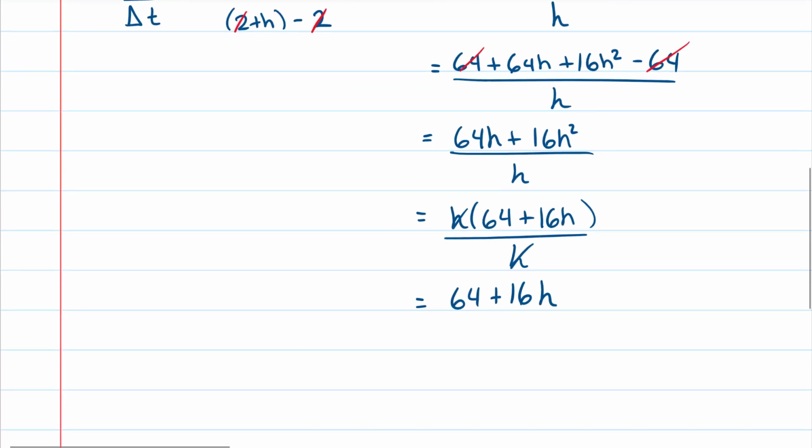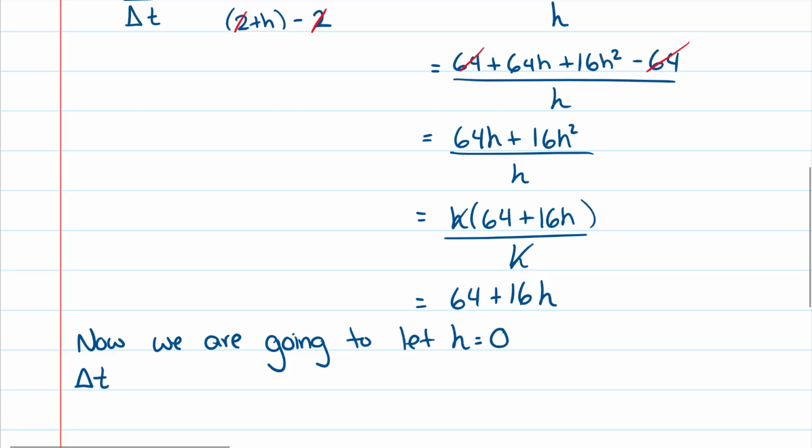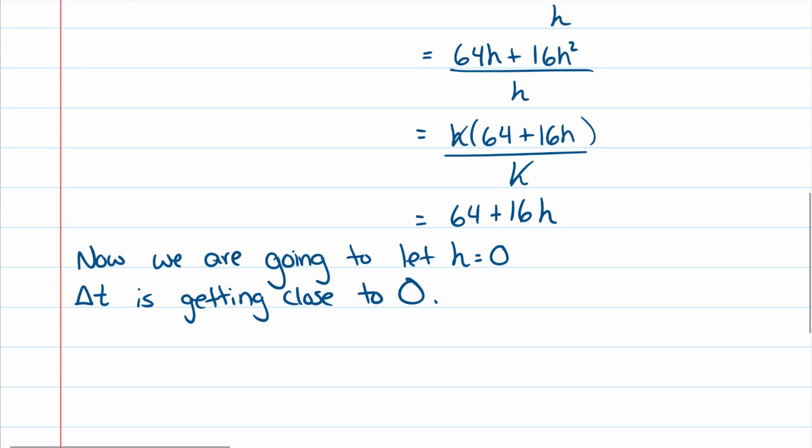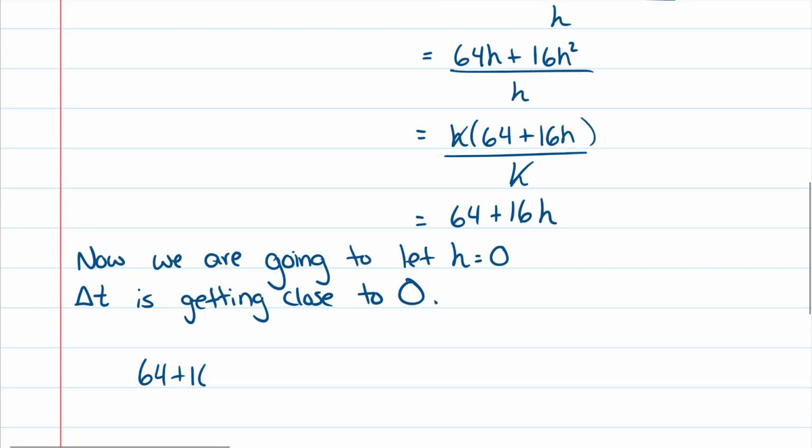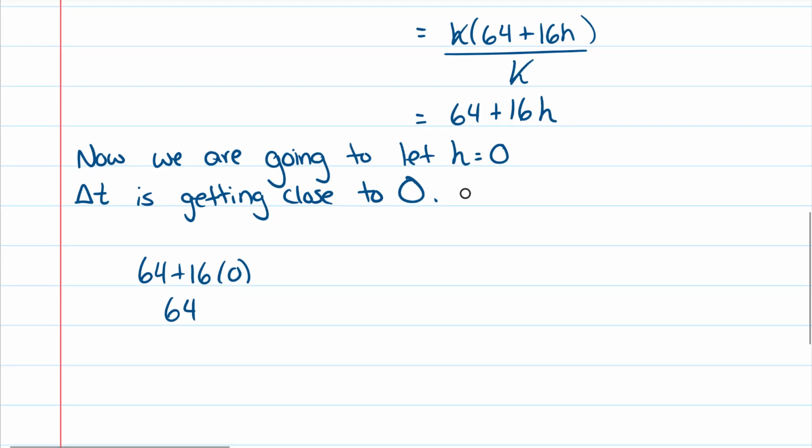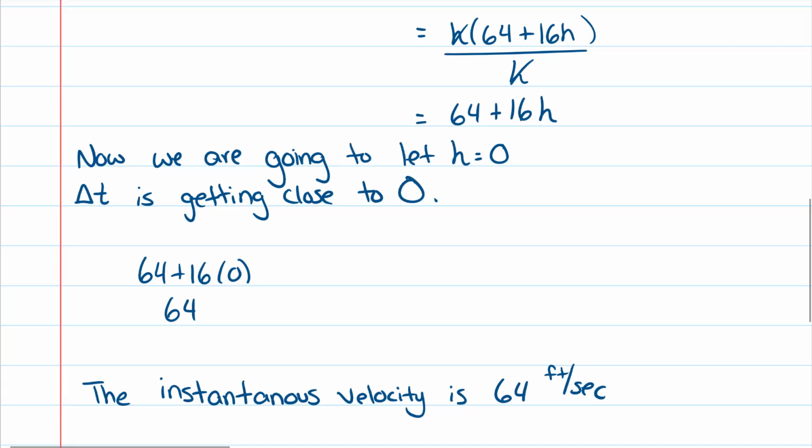At this point, we're going to let h equal 0. By doing this, delta t is getting close to 0. So when you plug it in, you get 64 plus 16 times 0, which becomes 64. So the instantaneous velocity then is 64 feet per second.